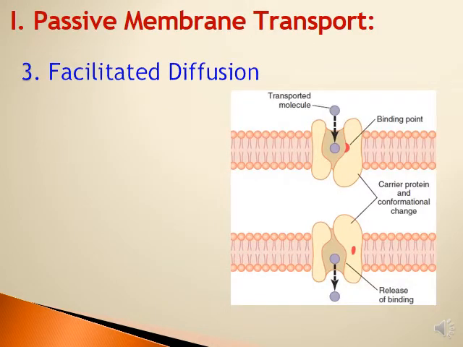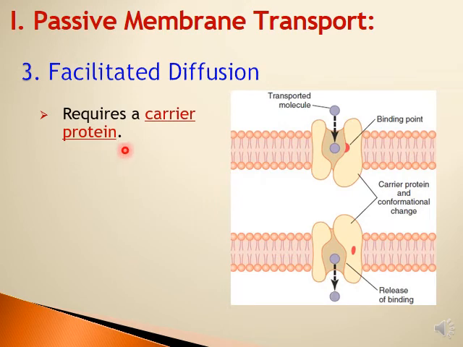Another form of passive membrane transport, after finishing the simple diffusion and the osmosis, now we come to the third type, which is facilitated diffusion. And this facilitated diffusion, as you can see here, needs a carrier protein. The transported molecule should bind to a specific point inside the carrier protein. Once it binds to that site, the shape of the protein will change, so it will open on the opposite side to release the transported molecule.